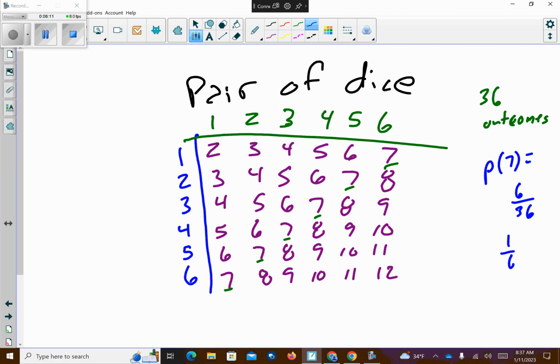1/6. So I have 1 out of 6 of my rolls of the dice. If I kept rolling dice, I have a 1 in 6 chance that I'm going to roll a 7. That means 5 out of the 6 rolls that I do could be other numbers. Does this make sense? All right.